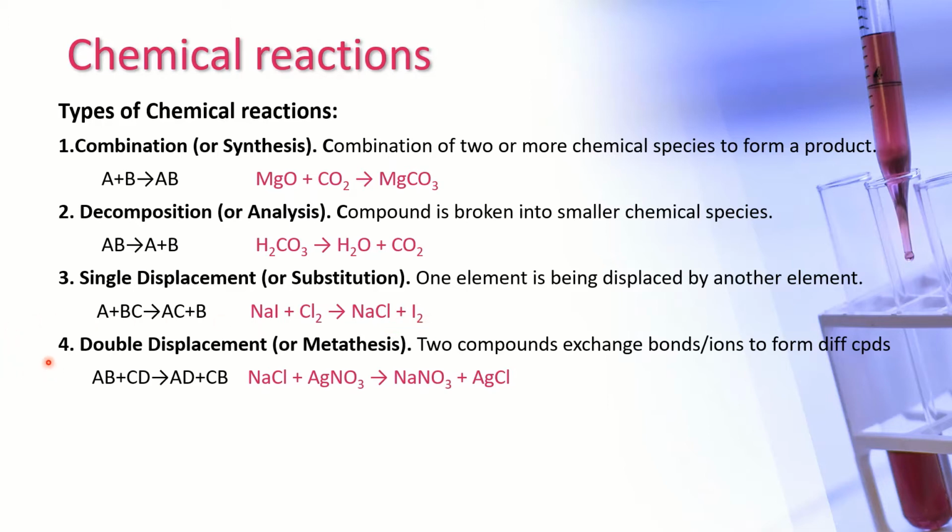The fourth one is double displacement or metathesis. Two compounds exchange bonds or ions to form different compounds. The general formula is AB plus CD will produce AD plus CB. For example, sodium chloride plus silver nitrate will produce sodium nitrate plus silver chloride.